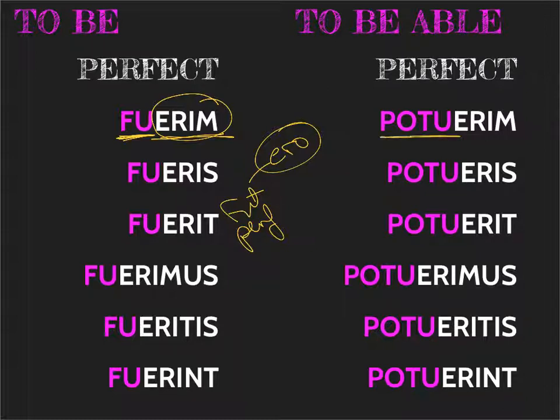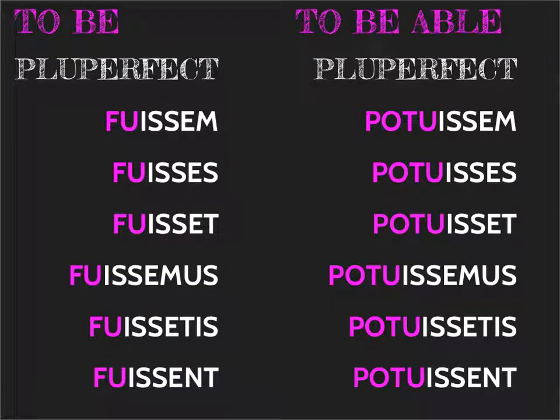And then same thing over here. As long as you've got the stem down, it is the same perfect subjunctive endings. The only tricky thing about it is it shows up very seldom, and it can be confused with the future perfect. But these two verbs behave exactly the same as any verb in the Latin language in the perfect subjunctive. Same thing here with the pluperfect subjunctive.